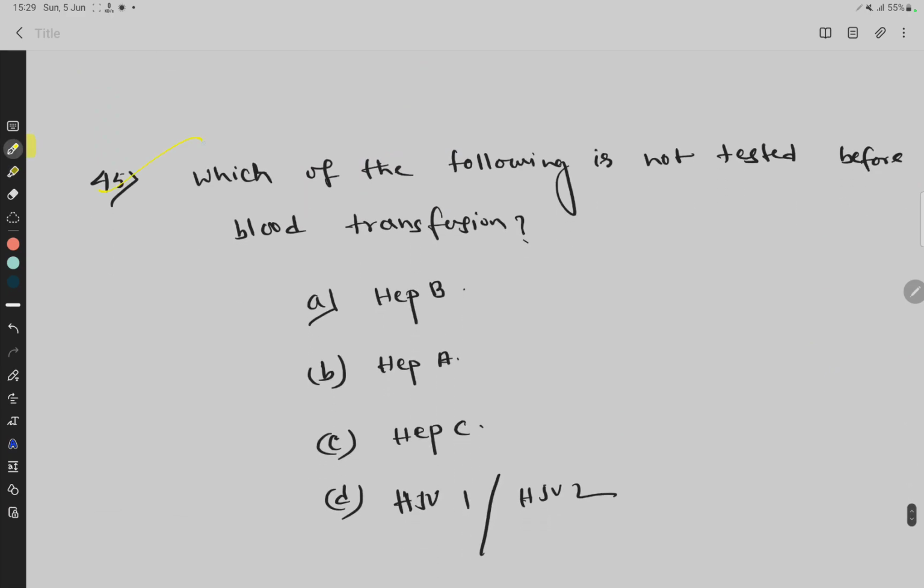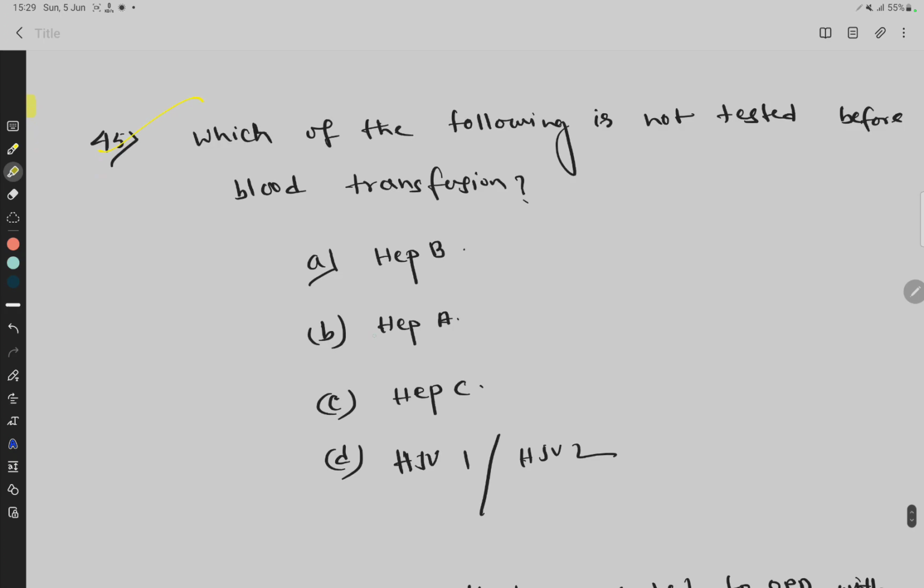45 number question, which of the following is not tested before blood transfusion? And right here, hepatitis A. Right option of this question is hepatitis A.